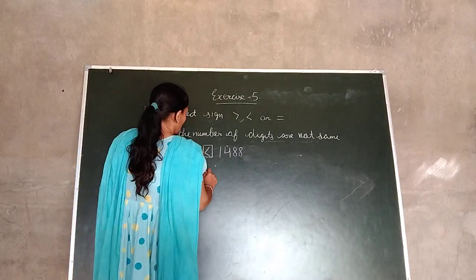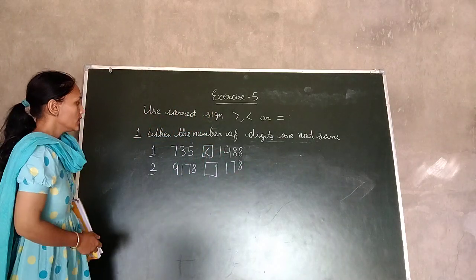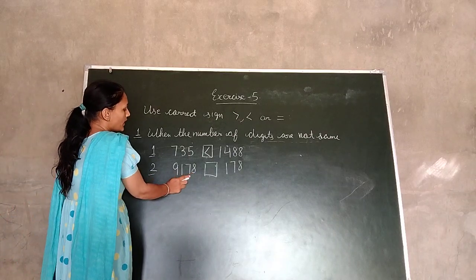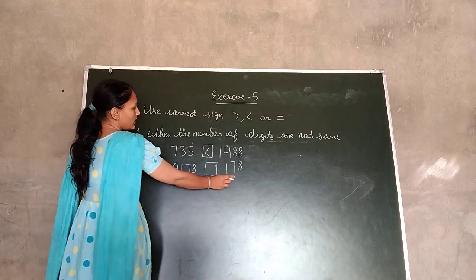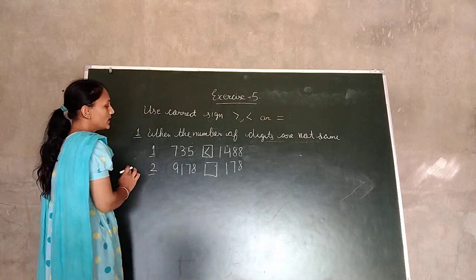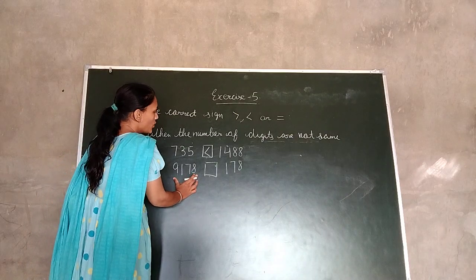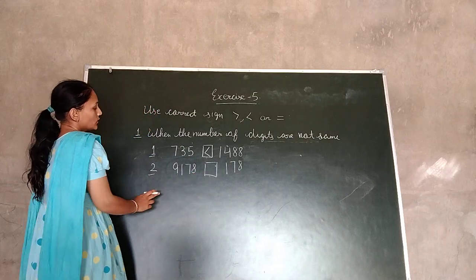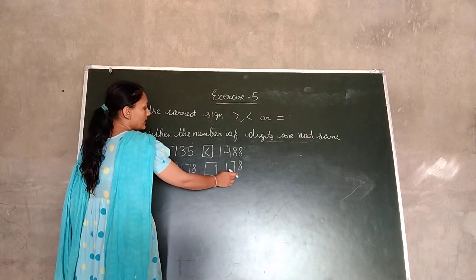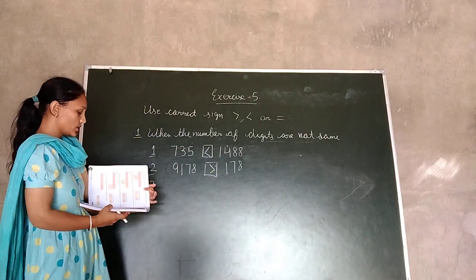Next question is 9178 and here we have the number 178. So again, first of all, we will count the number of digits. Here we have 1, 2, 3, 4 digits. Here we have 1, 2, 3 digits. So this number has more digits. So we have discussed that the number that has more digits is greater. So 9178 is greater than 178.